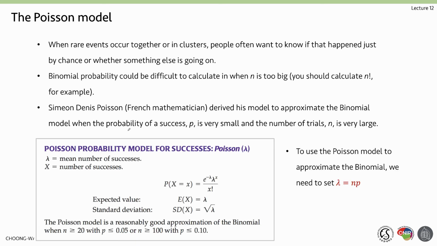And there is a parameter we use, lambda, that is defined as np. Because n is really large and p is really small, this has a reasonable range. In that case, the probability of having x number of successes becomes like this. So this is an approximation of the binomial distribution. The Poisson model is a reasonably good approximation when n is larger than 20 and p is smaller than 0.05, or n is larger than 100 and p is smaller than 0.1.